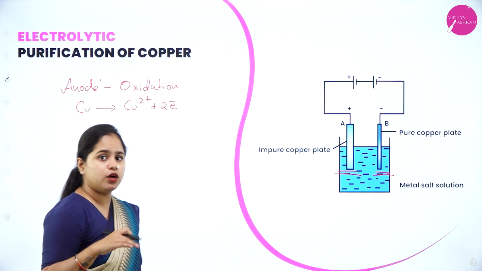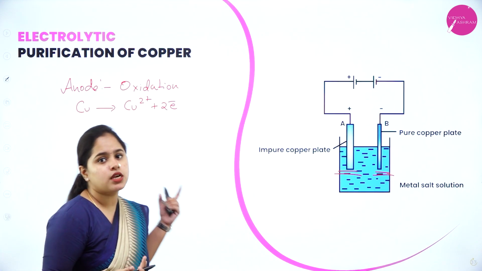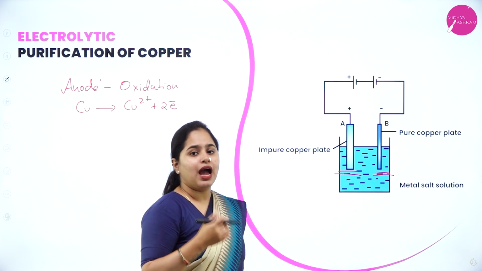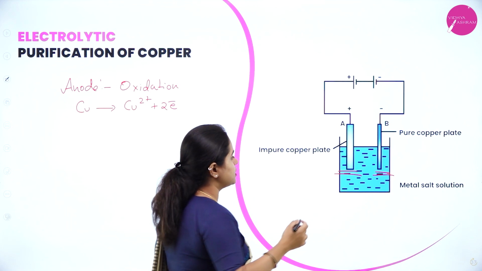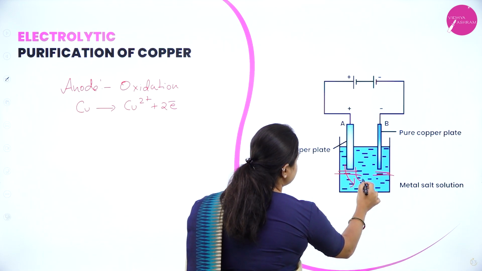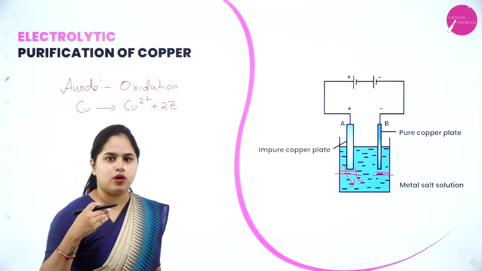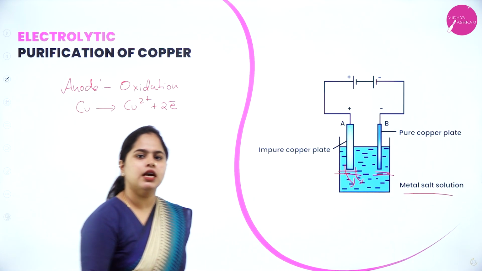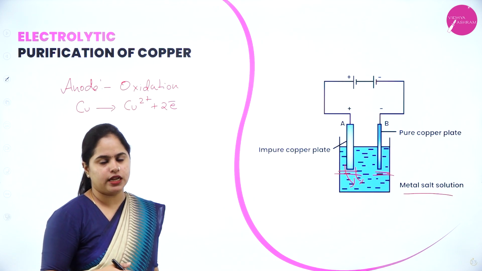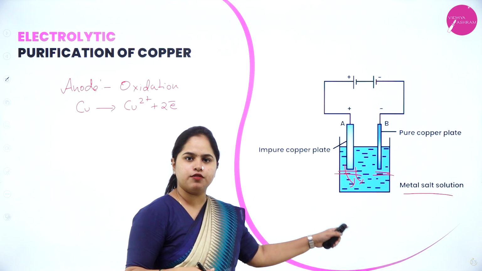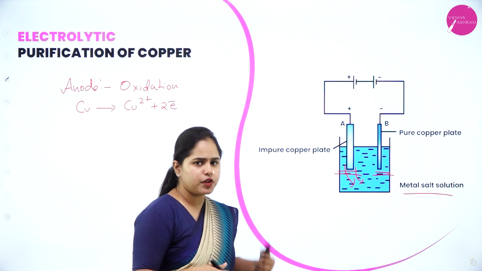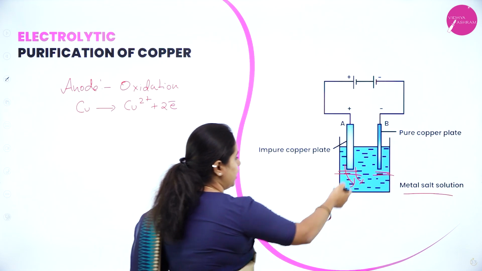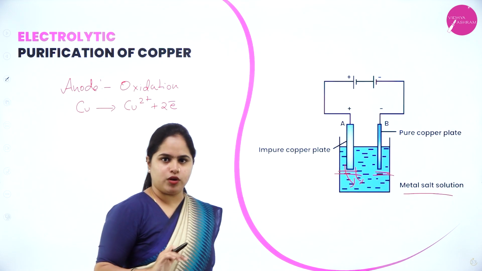So copper undergoes oxidation and forms Cu2+ ions, right? This happens at the anode, and the Cu2+ ions are released into the electrolyte solution. So we have taken the metal salt solution itself. That means, let's take the example of copper sulfate. I have taken copper sulfate as the electrolyte solution. And now what happens? From the anode, Cu2+ ions are being released into the electrolyte solution.